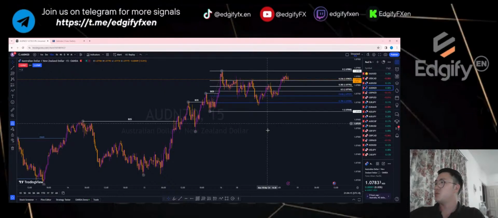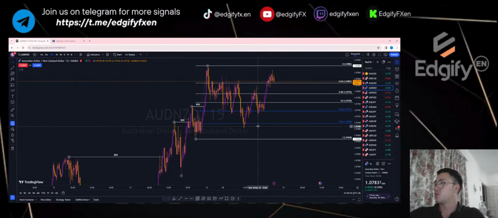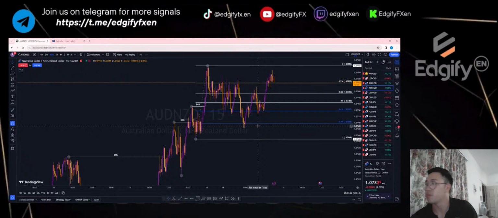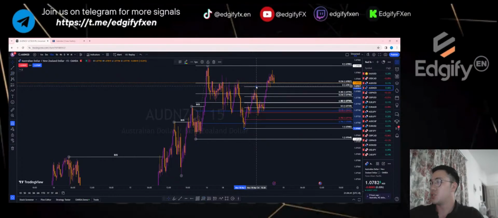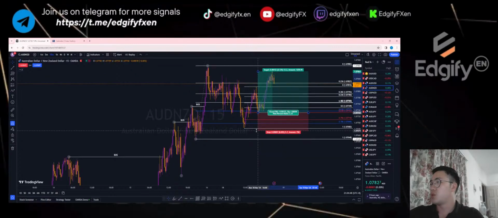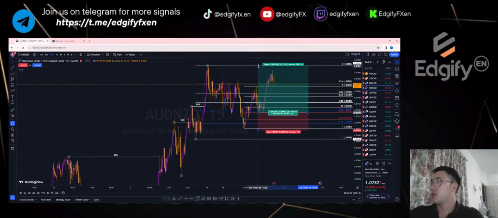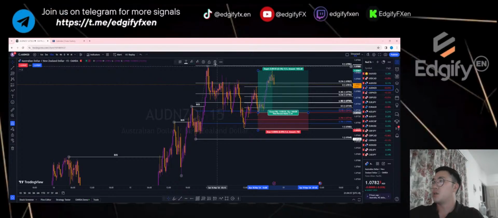AUD NZD, I was looking for a buy, but I did not actually hop in. Let me check on this. I did not take any positions. If you look at this level, entries would probably be somewhere here, the stop just right below, and TP at the high, which it almost hit. But I did not take this trade. I will wait to see if there are any more confirmations, or perhaps a second entry for AUD NZD.